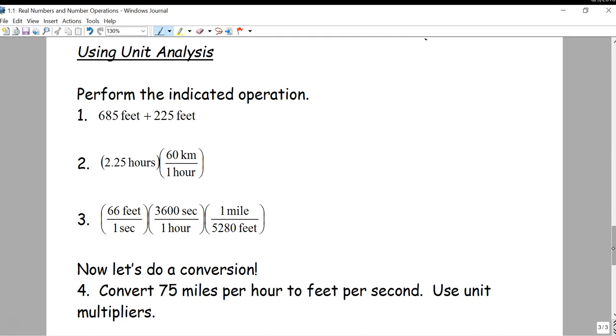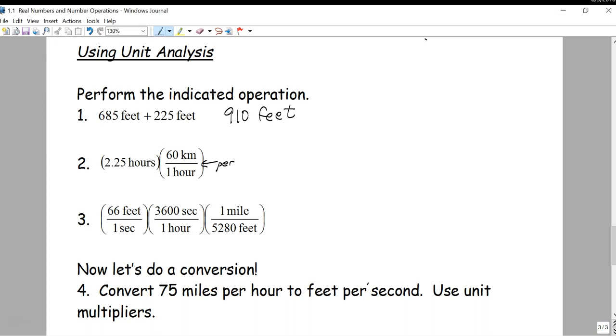So what we're going to do is add 685 plus 225, and we get 910. And when we add 2 units together, the units do not change. So feet plus feet will give us more feet. But look at number 2. Number 2, we're multiplying units together. We have hours times kilometers per hour. The division sign here is when we say per. So per always means divide.